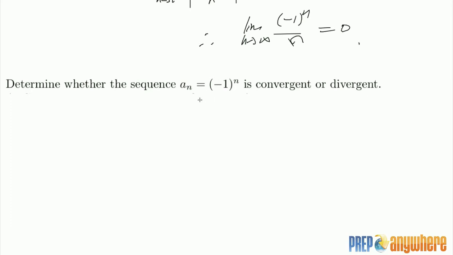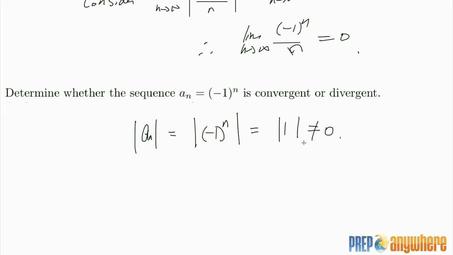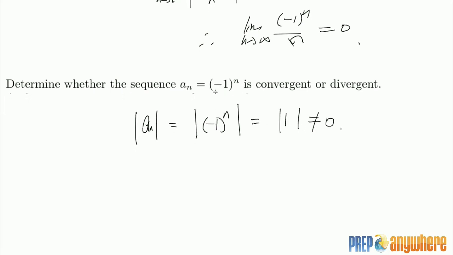Okay, let's consider another example. Determine whether the sequence is convergent or divergent. Even if you take the absolute value of a_n, which means the absolute value of (-1)^n, you just get plus 1, right? And this does not equal 0. So the absolute convergence test is not applicable here.